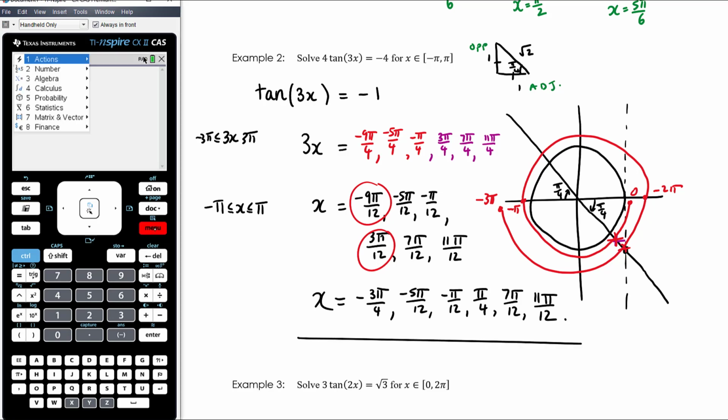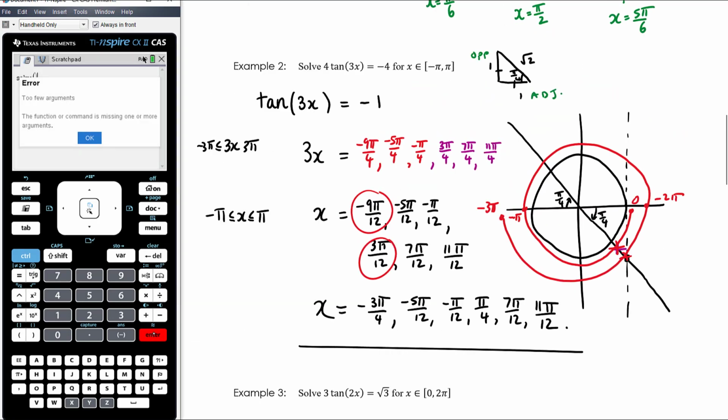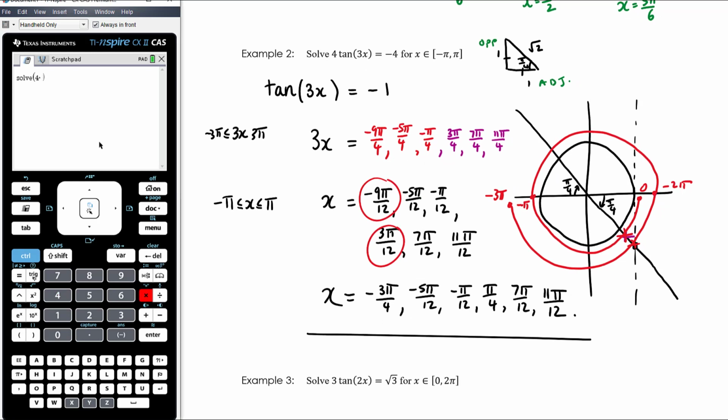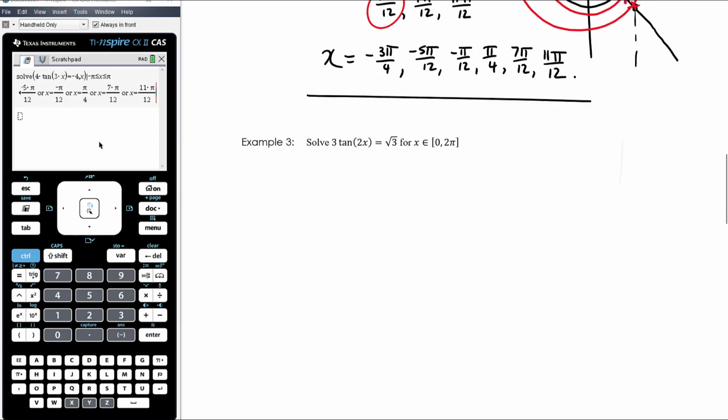Again, we can confirm that. Let's just check that we're right. So solving with our CAS. Our original equation was 4 times tan of 3x is equal to negative 4, and we want to solve that for x, and we'll need a domain restriction if we don't want the general solution. So if we want specific values, so from negative pi to pi. And there we get our solutions, negative 3 pi on 4, negative 5 pi on 12, negative pi on 12, pi on 4, 7 pi on 12, and 11 pi on 12. Correct.